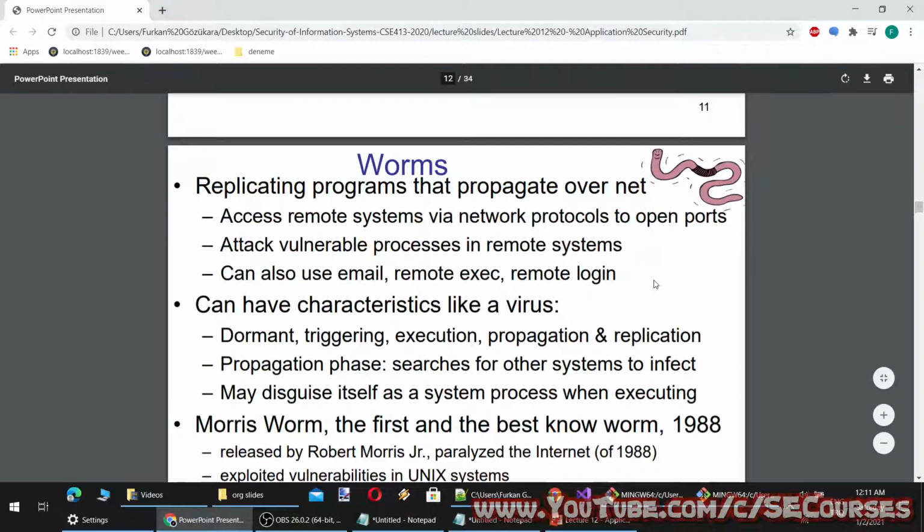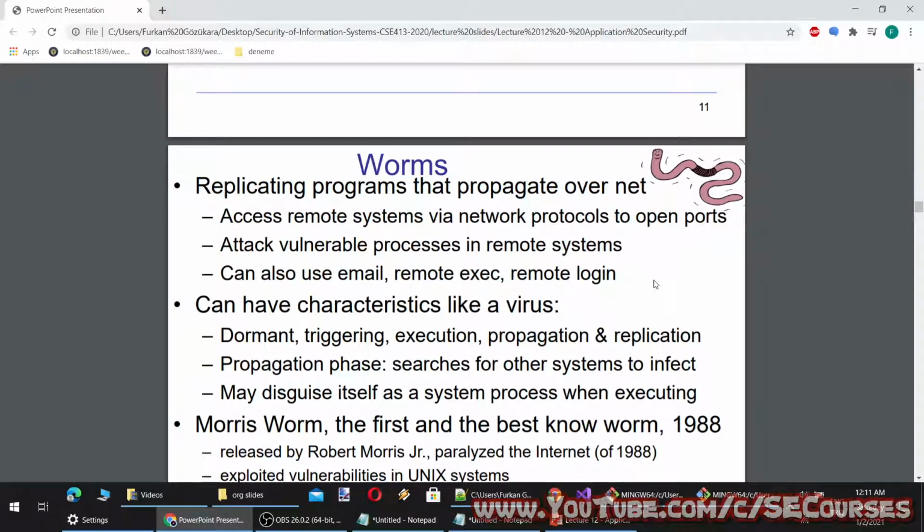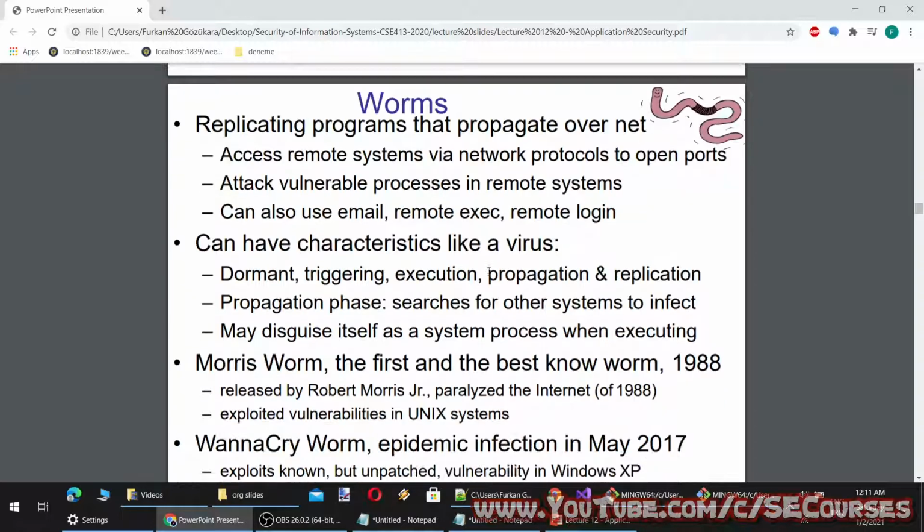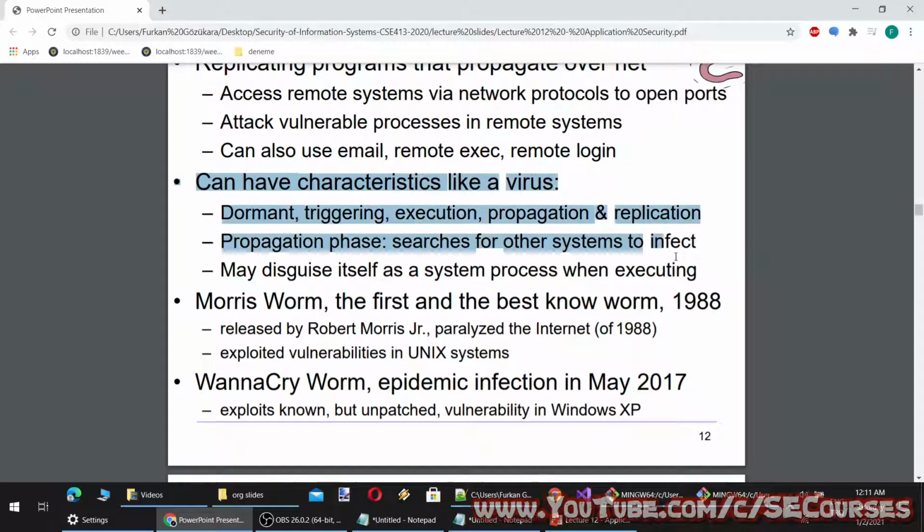Worms. Replicating programs that propagate over the net, accessing remote systems via network protocols to open ports, attacking vulnerable processes in remote systems. They can also use email, remote exec, remote login. They can have characteristics like a virus: dormant, triggering, execution, propagation and replication. In the propagation phase, it searches for other systems to infect, and may disguise itself as a system process when executing.